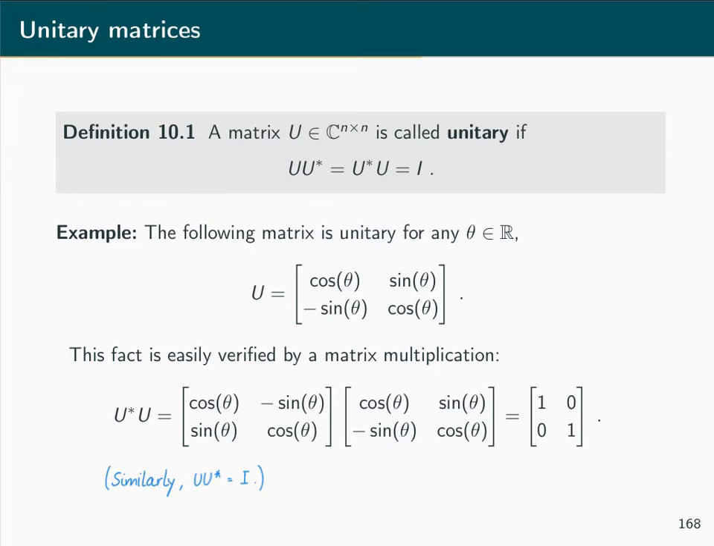However, similar to the identity matrix, it's sufficient that one of them, so either U star U or U U star, is equal to the identity matrix.